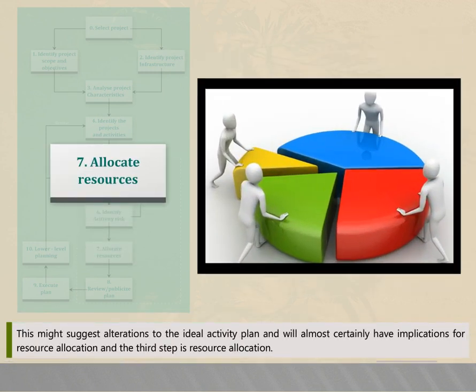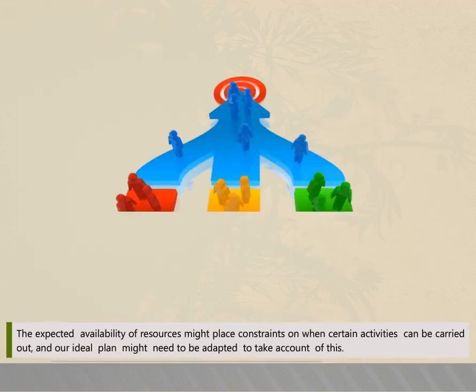This might suggest alterations to the ideal activity plan and will almost certainly have implications for resource allocation. The expected availability of resources might place constraints on when certain activities can be carried out, and our ideal plan might need to be adapted to take account of this.